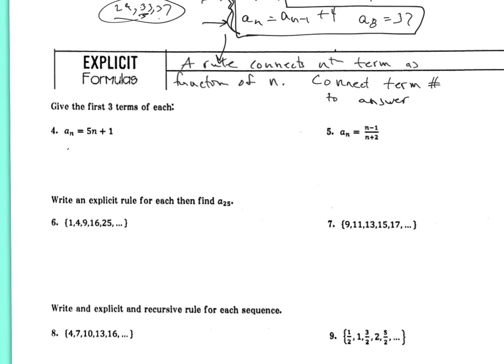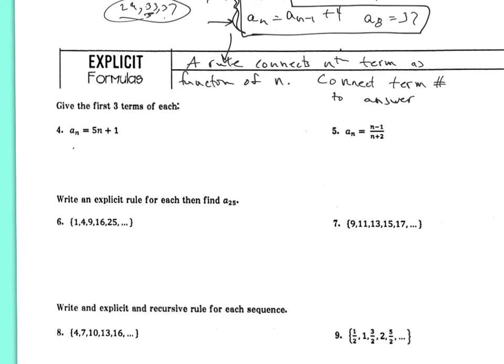So we're going to do this the easy way first, and then we're going to go backwards. So here they give us the pattern. So we know that the numbers we're plugging in are the counting numbers, 1, 2, 3, right? So these are our values of n. So if you plug a 1 into this formula, we get 5 plus 1, so we get 6. Then plug a 2 in there, we get 11. Then plug a 3 in there, we get 16.